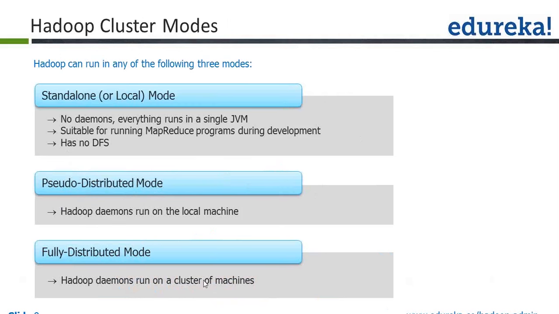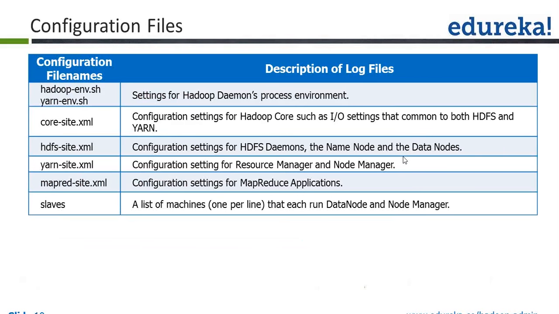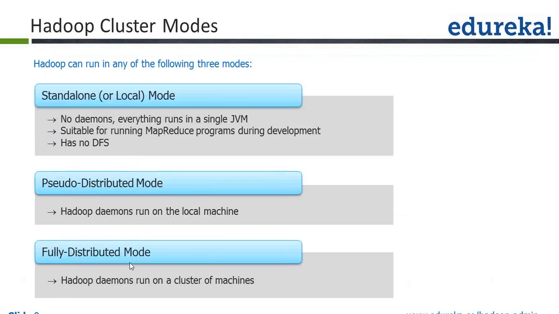A fully distributed mode is what we'll see today, where the daemons run on multiple machines. In a typical production cluster, your master daemons, the name node and job tracker, run on one machine, and your slave components, the data node and task tracker or node manager, run on different machines. Slaves are what we call commodity hardware, which is cheaper than expensive servers. Only for the data nodes and slave nodes do we use commodity hardware, but for your name node you still need to go for an expensive high-end server.